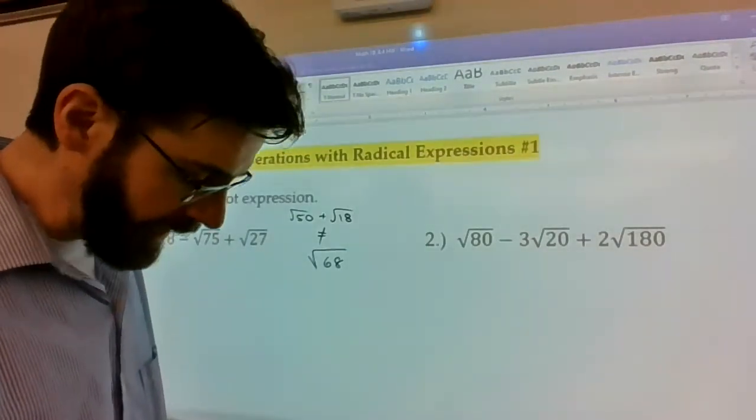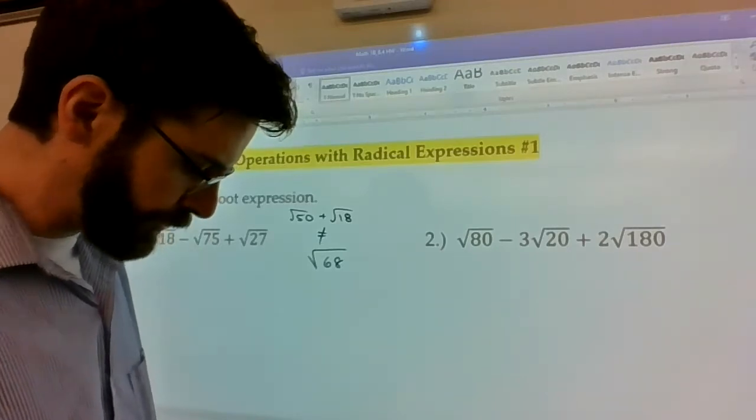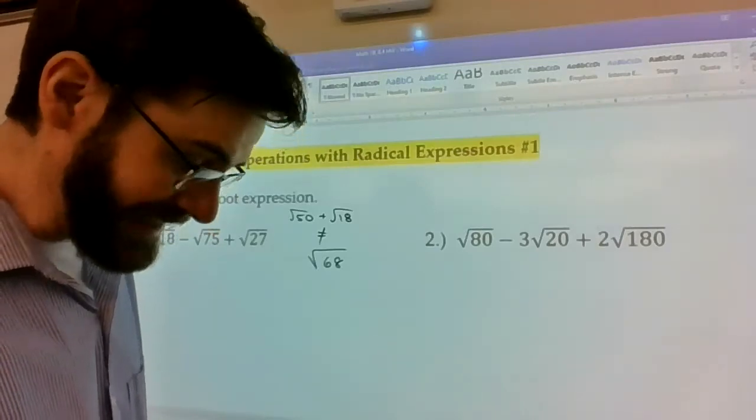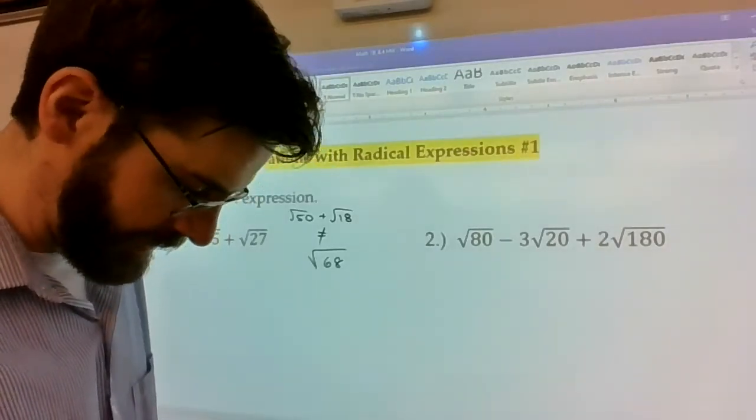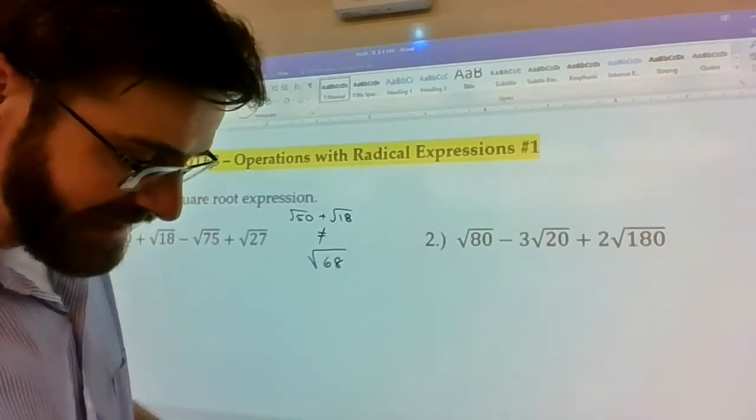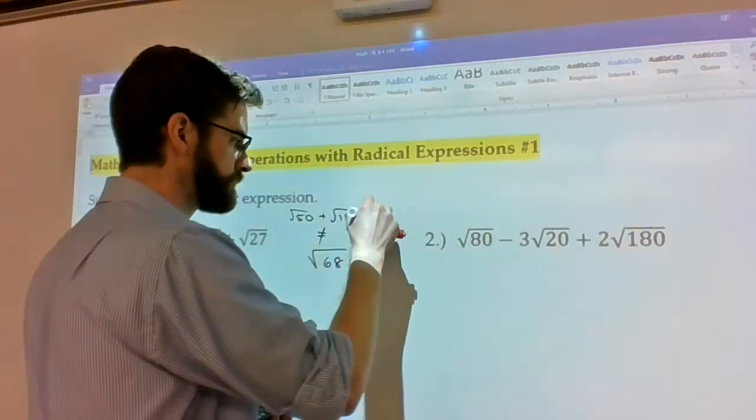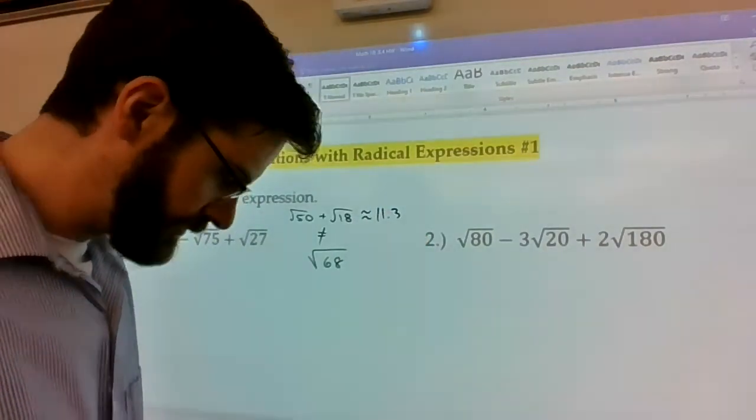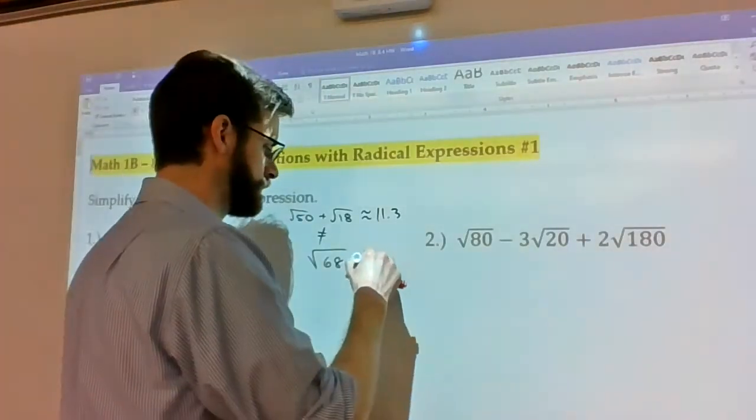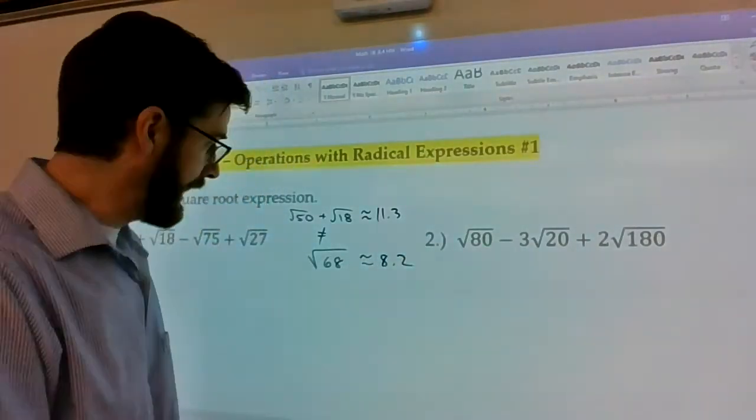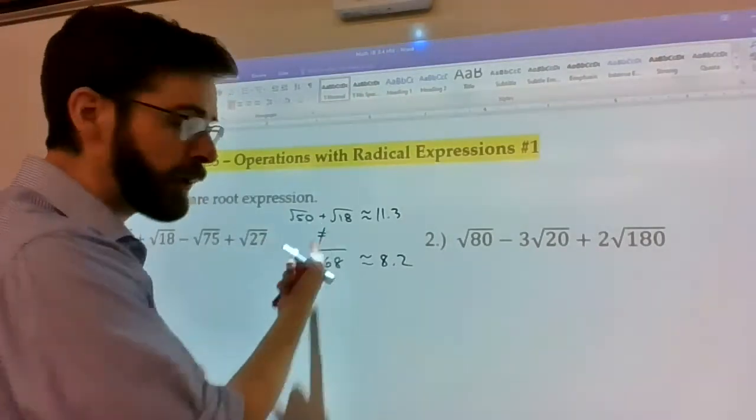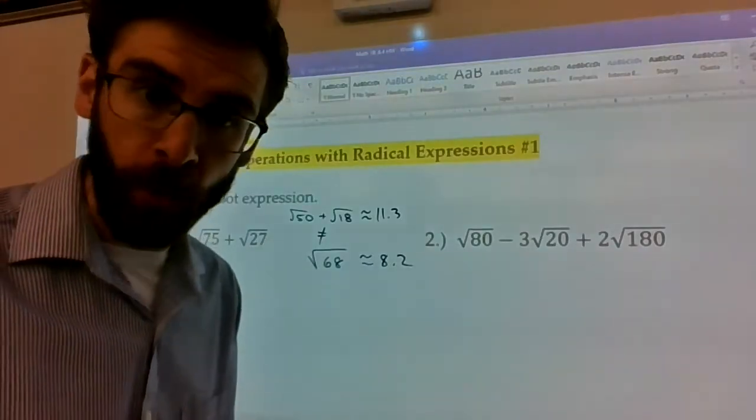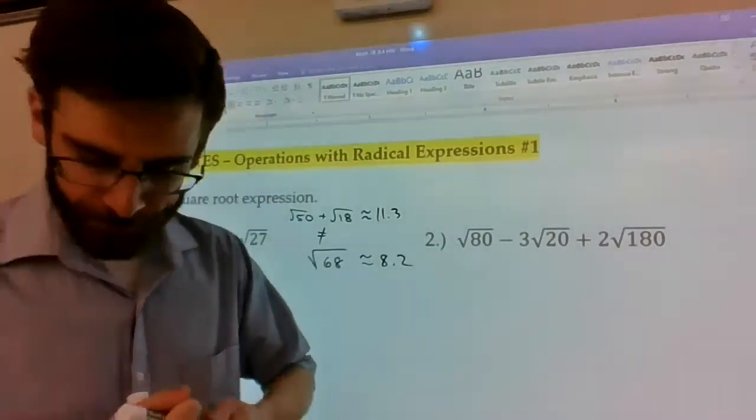I could say on my calculator, root 50 plus root 18. Hold on. Syntax error. That means I messed up. Okay, got it. The top one is 11.3. The bottom one, there's no way that's 11.3. That's 8.2. Okay, so I instantly found that you can't add these two under the root. So finding one that doesn't work means like you just don't have that rule, period. So here's what we got to do.